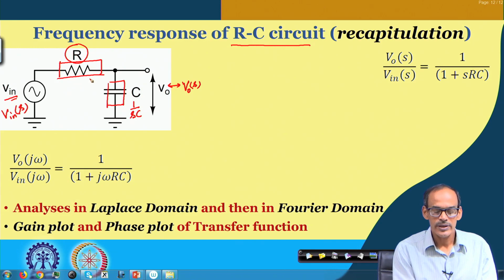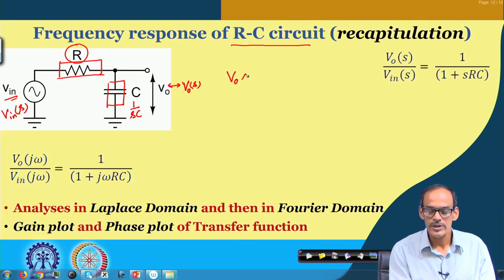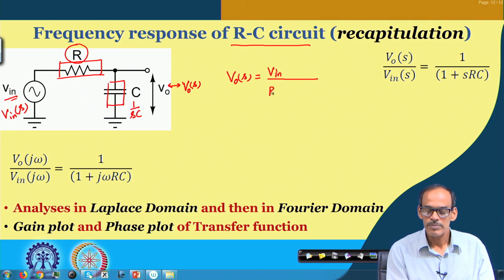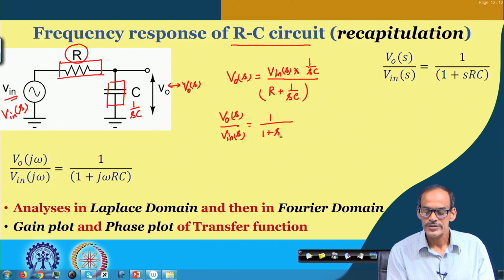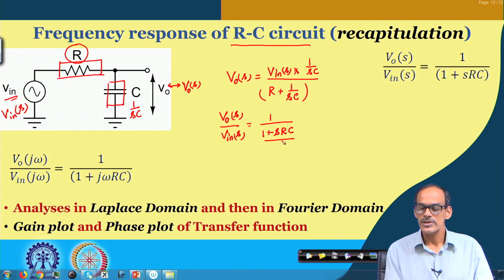If we analyze this circuit, V O S equals V in divided by R plus 1 by S C, into 1 by S C. So from that what we are getting is V O S divided by V in S equals 1 by 1 plus S R C. It is similar to the previous circuit, except of course we do not have the S R C part in the numerator; rather, we simply have 1.